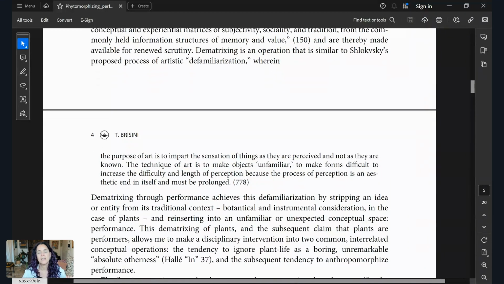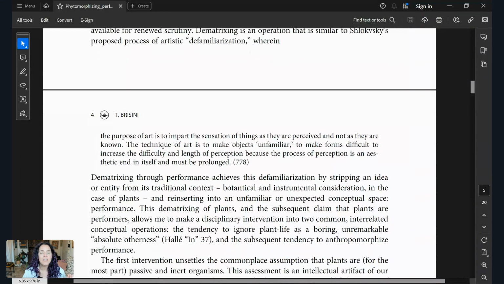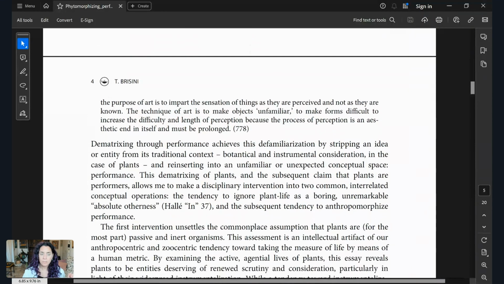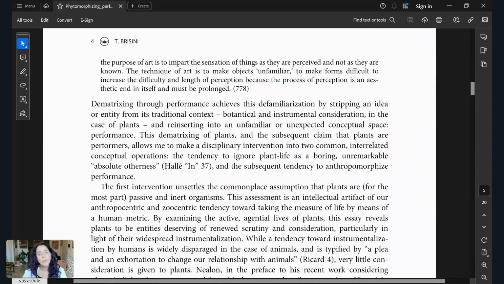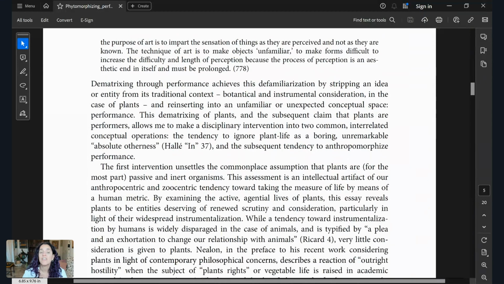Dematrixing is an operation that is similar to Shklovsky's proposed process of artistic defamiliarization, wherein the purpose of art is to impart the sensation of things as they are perceived and not as they are known. I just want to hold that sentence for a second because I really, really like that sentence.